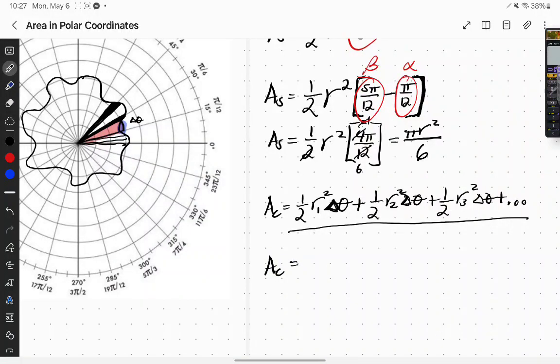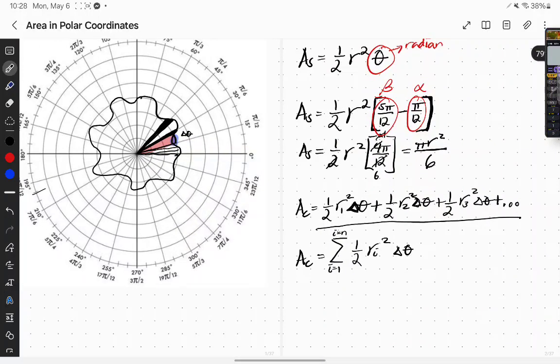So the area is equal to the summation of 1/2 r sub i squared times delta theta from i equal to 1 to i equal to n, wherein n is the number of different radii that we have in the polar curve.